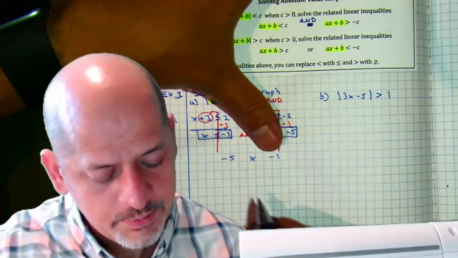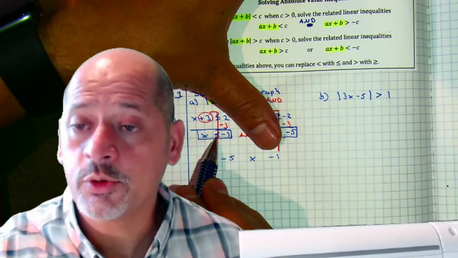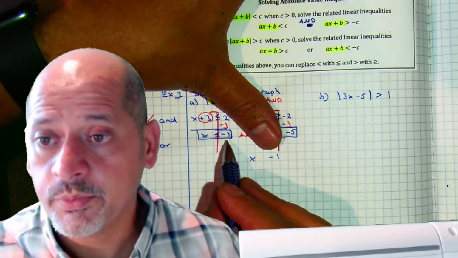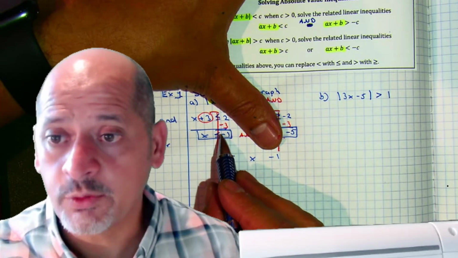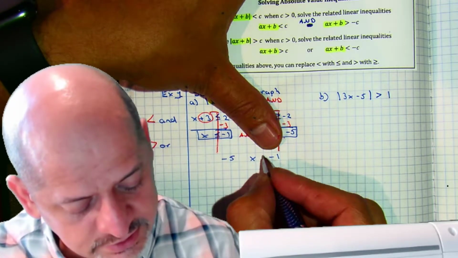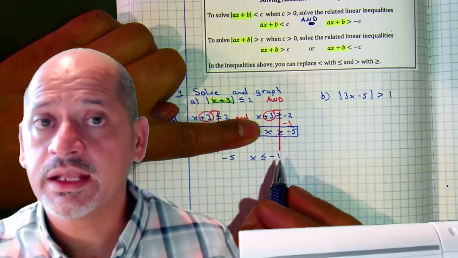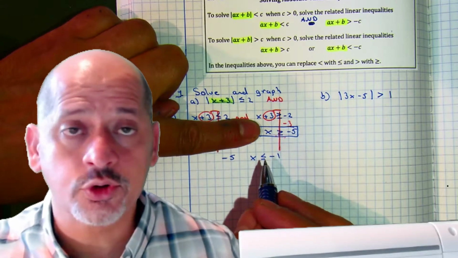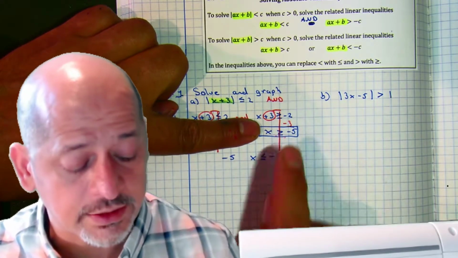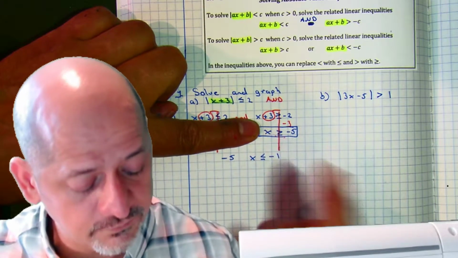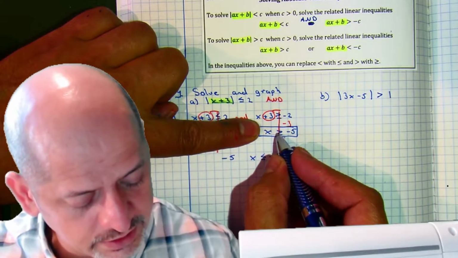And now I'm going to copy this down. X is less than or equal to negative 1. Therefore, the inequality sign towards that negative 1 has to stay the same. Now, when I copy this down, you need to decide: is the greater than towards the x or towards the negative 5? Correct, it's towards the x. So the greater than has to be towards the x.